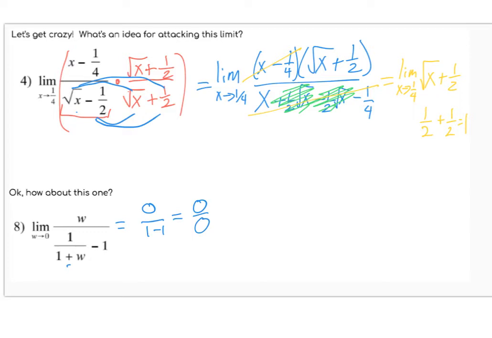I'm using the equal sign here to represent that this is the calculation that you get. This is not actually equal to this. Indeterminate forms are not something that you can actually be equal to.